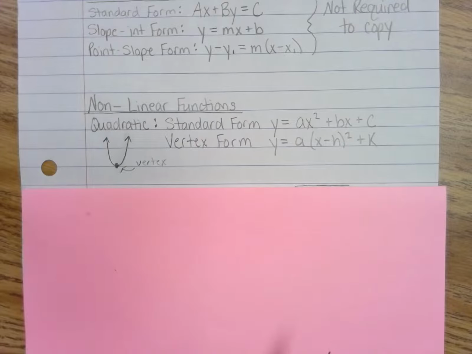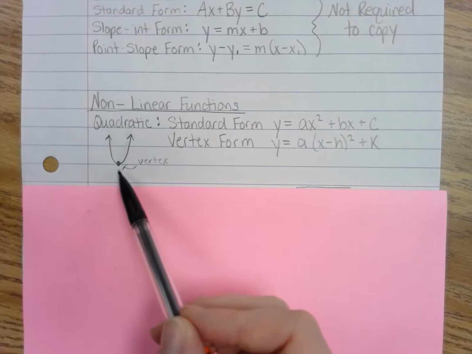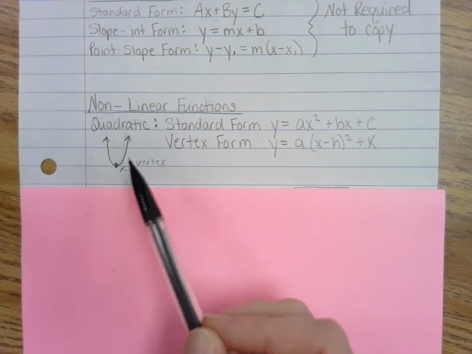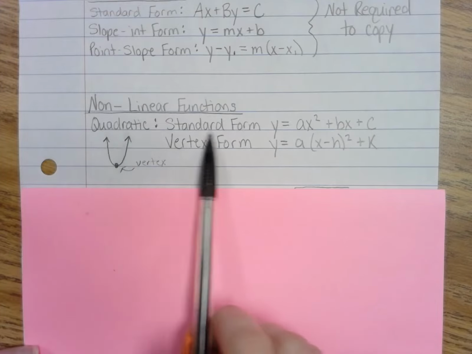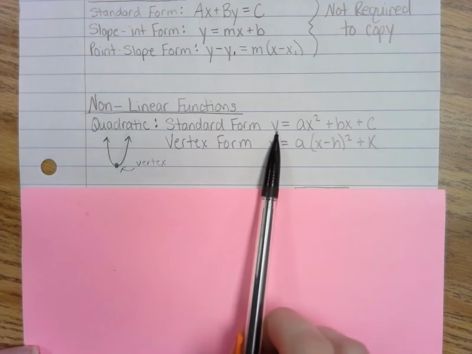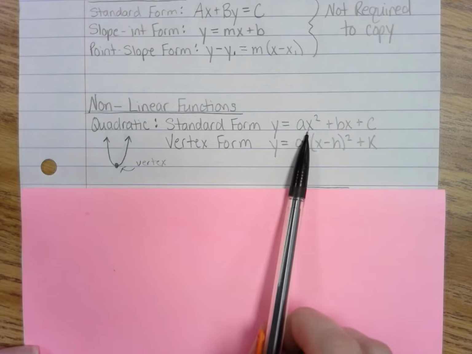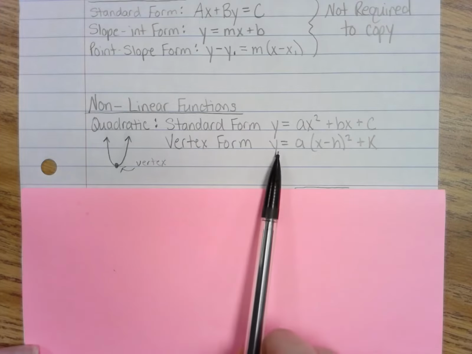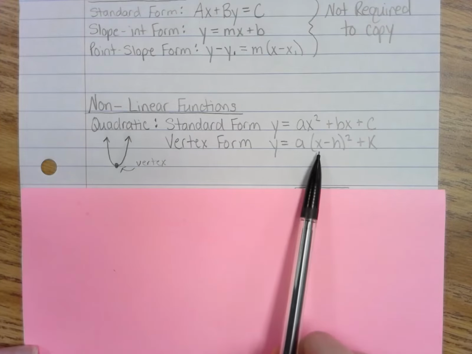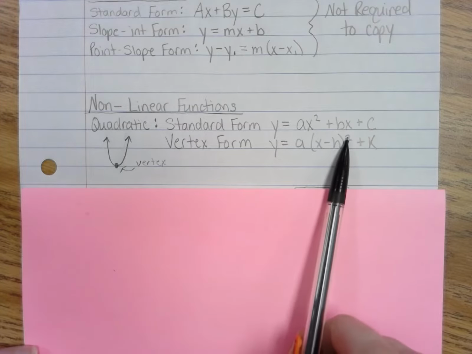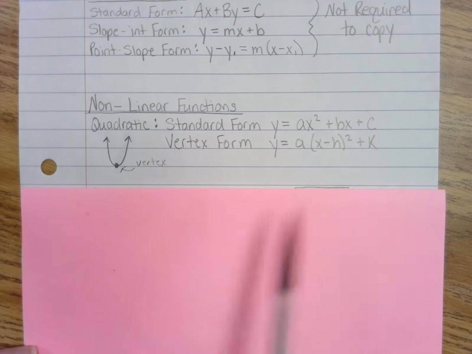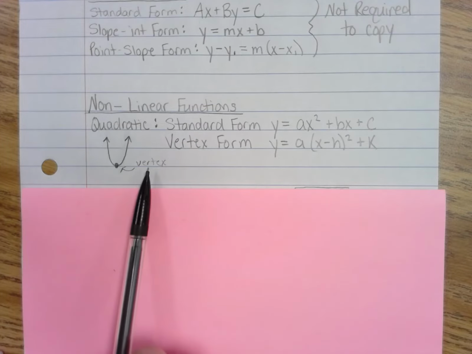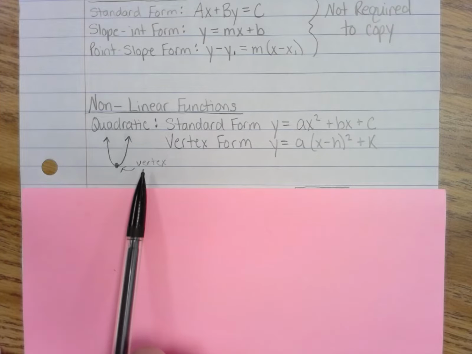Quadratic functions are a type of nonlinear function. When you graph it, it makes this U shape, so it's nonlinear. That U shape is called a parabola. So our quadratics in standard form are y equals ax squared plus bx plus c. In vertex form, we have y equals a times (x minus h) squared plus k. In order to start graphing a quadratic, you need to find the vertex. That is your starting point.